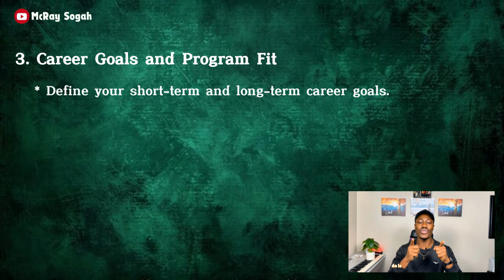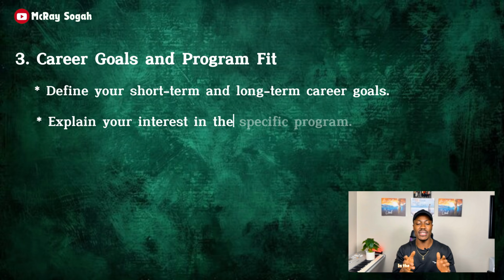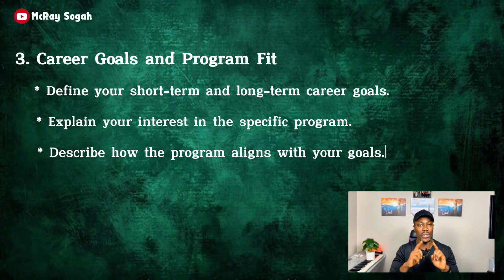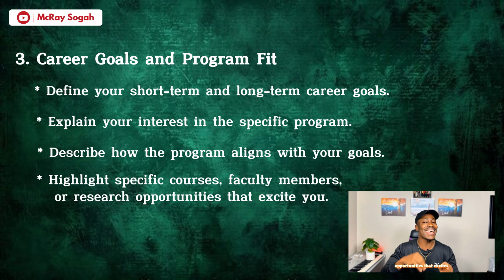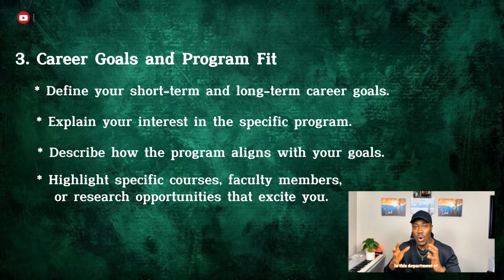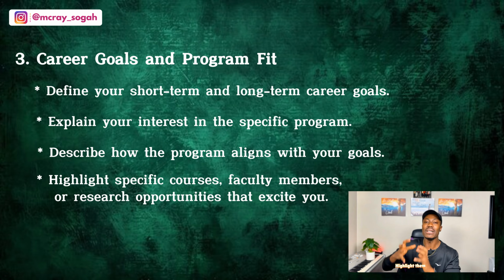The second thing is to explain your interest in the specific program. Explain why you are interested in this graduate program. You need to spell it out clearly. Number three is to describe how the program aligns with your goals. Make it well known. Number four, highlight the specific courses, faculty members, or research opportunities that excite you about this program, or even about this department, or this school. Highlight them clearly for the reader to understand you.